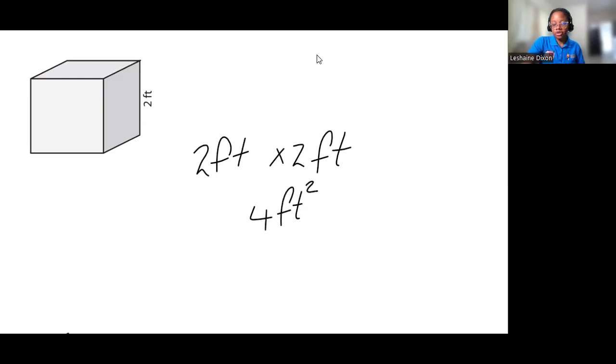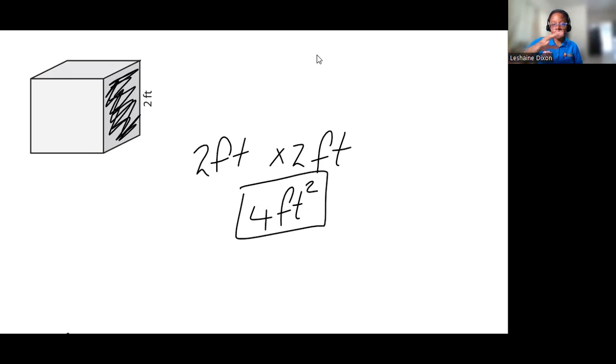Now, what is that 4 feet squared for? That 4 feet squared is the area of one face. Now, how many faces does a cube have again? It has 6 faces, and we know that all the faces have the same size. Now, if it has 6 faces and all the faces have the same size, if I know the size of one, all I have to do is multiply that by 6 to find the total surface area.